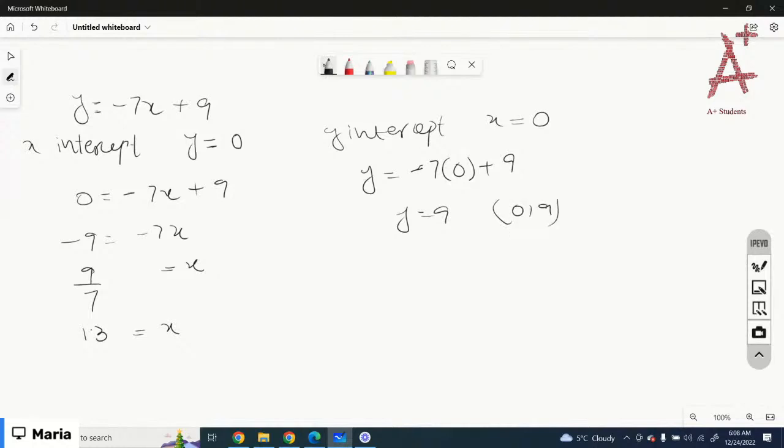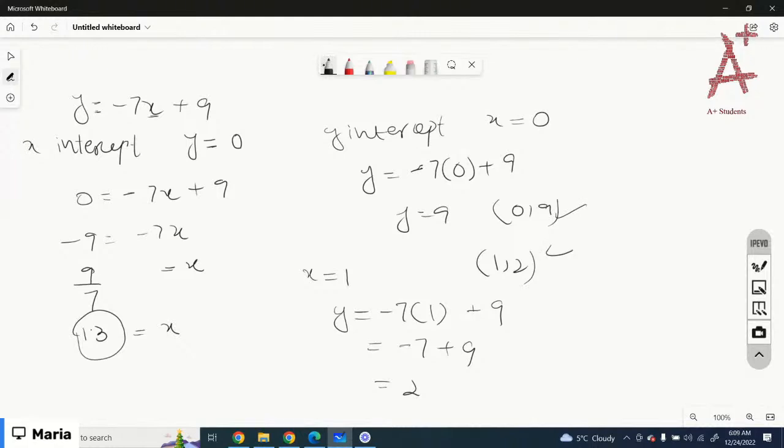But plotting the decimal point on the graph is a bit difficult. Got it? So you can put more values for x and find the values of y. It would be y equals negative 7 times 1 plus 9. So 9 minus 7 is 2. So you can also use this point to plot the graph. 0, 9. I'm going to use these 2 points because plotting a decimal point is a bit difficult. Got it?